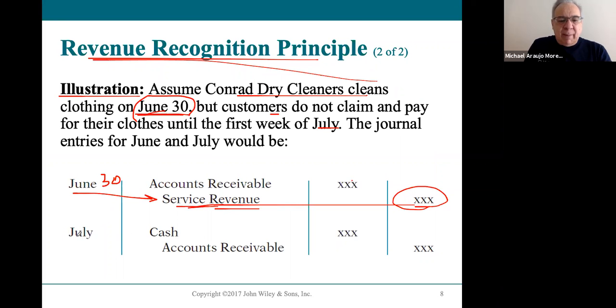Clearly, when they come back in July to pick up their clothes, they'll give us the cash, but the cash simply satisfies the receivable, right? We were waiting to receive their cash and here they paid it. Remember, that's what a receivable is. A receivable is you've already done work and you're waiting to receive payment for that work. The payment's always going to be cash because you're not going to accept anything else, right? So you'll always see accounts receivable affected when you did work and you haven't got paid for it yet. But when you get paid, you take the receivable away.